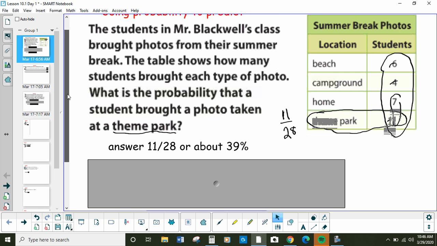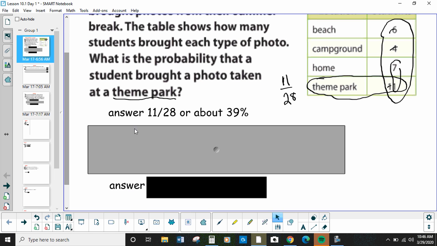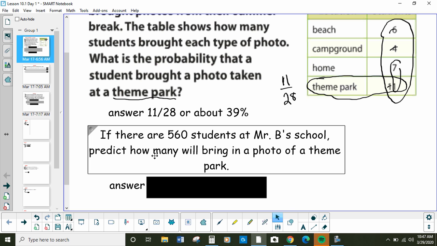So next question, how do we use that today? What's new about our lesson, right? This is still probability. We've talked about experimental probability real quick in class. So what's new? Well, here's what's new. If you have an experimental probability of 11 out of 28, or 39% of something happening, what if we change the total?